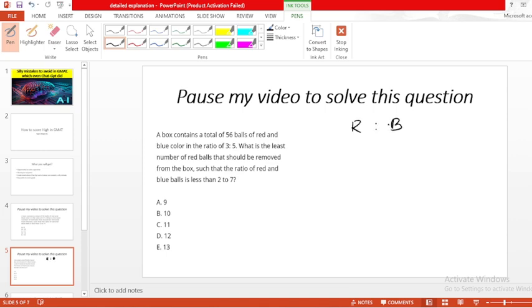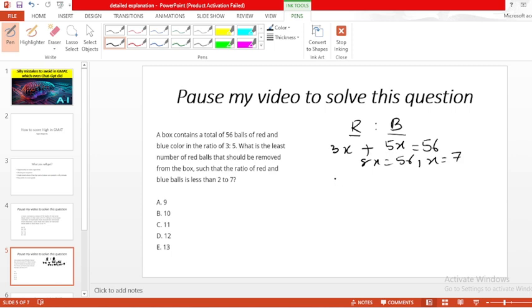First thing, friends, this type of question is generally asked in probability, but this is not from probability, this is from ratio and proportion. Okay. So now red and blue colors are 3:5. So we can take red balls as 3x and blue balls as 5x. What is the total given? Total is 56. From this, you get 8x equals 56. So you get x equals 56 by 8, that is 7.